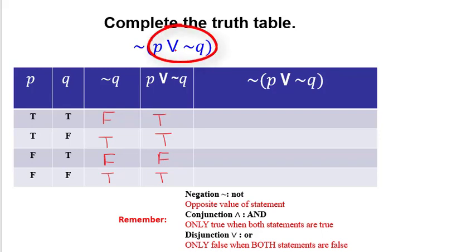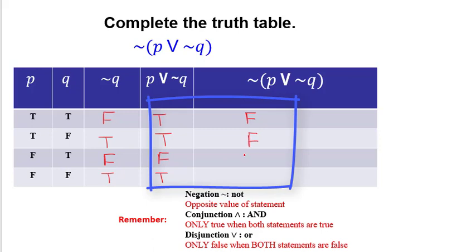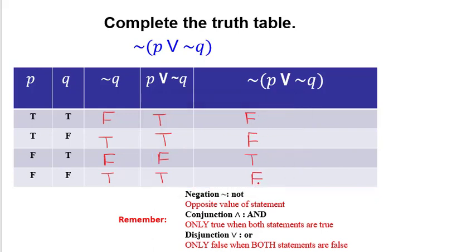Okay, so I have done what is in the parentheses. And so I just have one more step. It's not what's in the parentheses. So since that's true, I will put false. And I'm just going down and doing the negation of each one. So my final answer will be false, false, true, false.